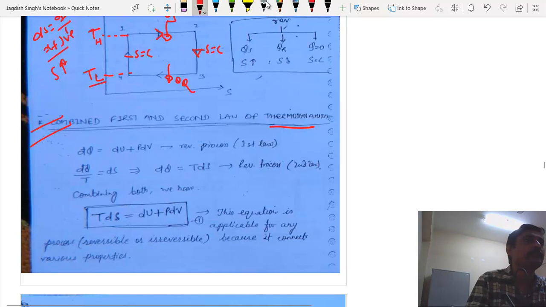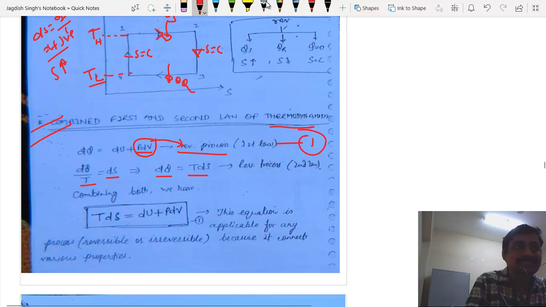We know that dq is equal to du plus pdv. This is for a reversible process. Why? Because this pdv is only for a reversible process. So dq is equal to du plus pdv. Okay, and we know that ds is equal to dq by T. This is for a reversible process. Therefore dq is equal to Tds. This is for a reversible process.